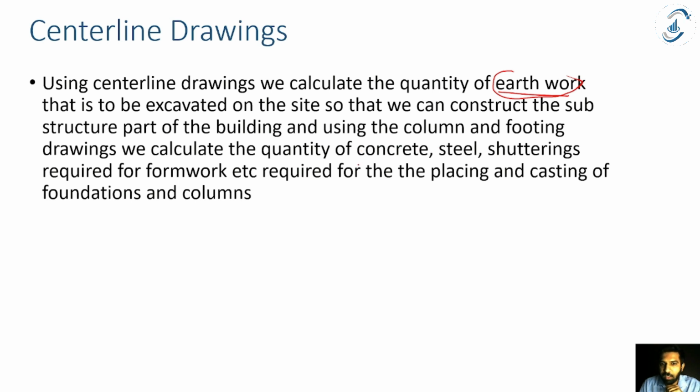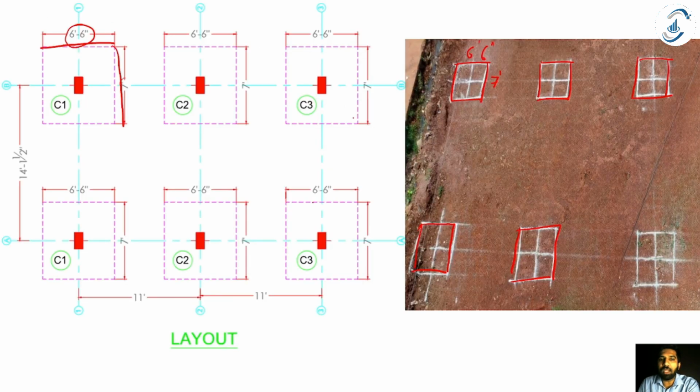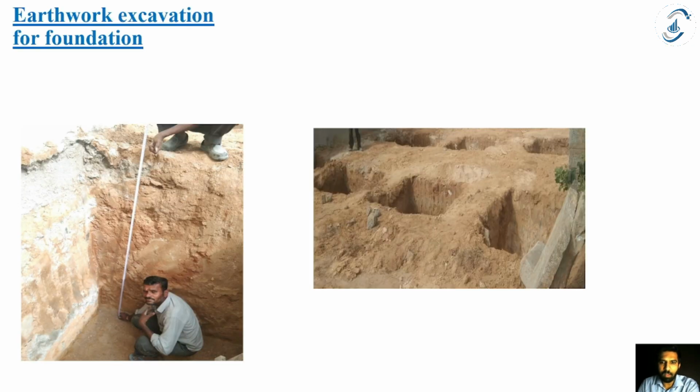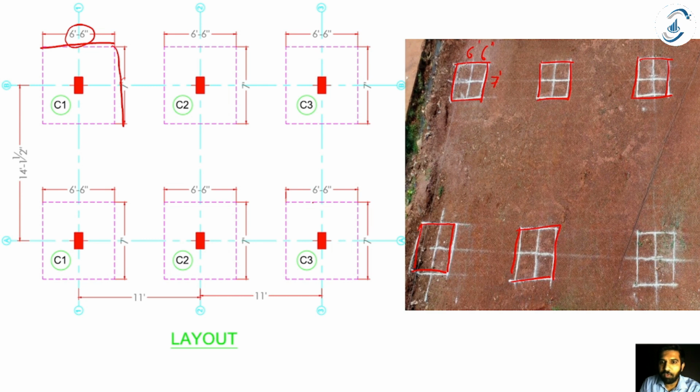We can see this at a later part, like how to calculate the quantity of concrete for columns and other components. Right now just know that we have the centerline drawings used to locate the excavation pit on site. So this is how the excavation pit looks. We have got this centerline drawing from the structural engineer, and this is how I'm marking the location of the excavation pits on site using the centerline drawings. Wherever these points are marked on site, the excavation is to be done.